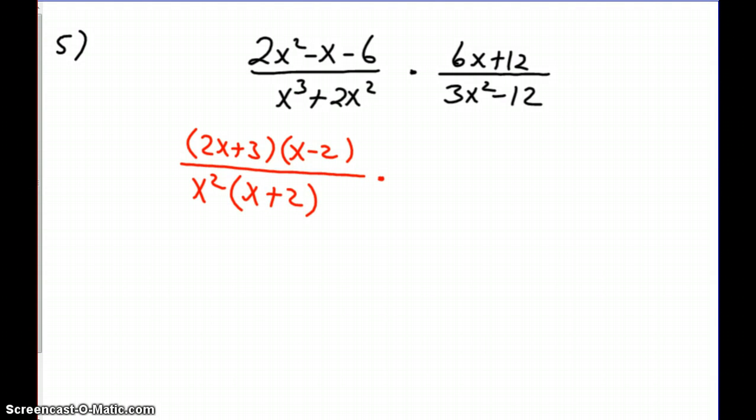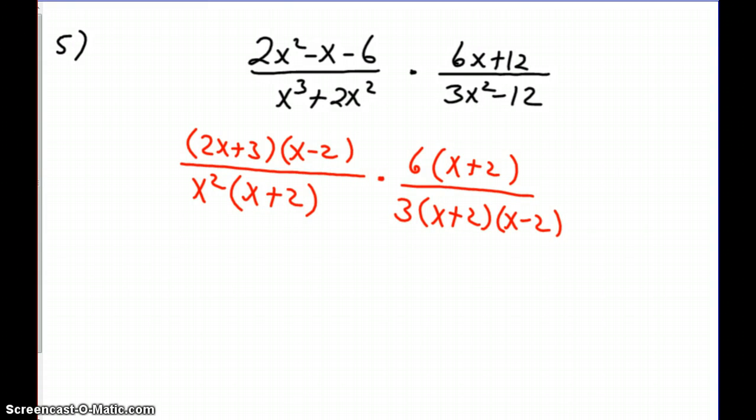We're going to factor the upper right one. It has a common factor of 6, x plus 2, right? And we're going to factor the lower right one, okay? And it has a common factor of 3, and then after you take that out, you get this, x plus 2 and x minus 2.